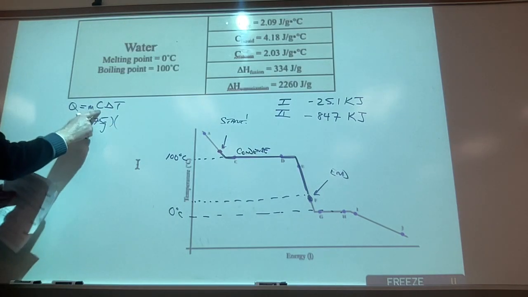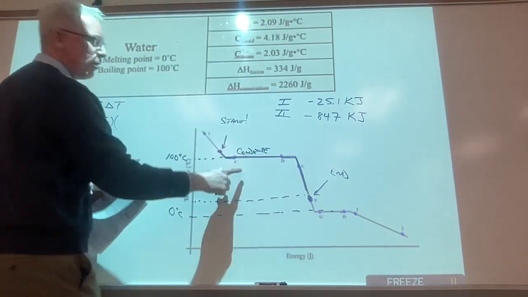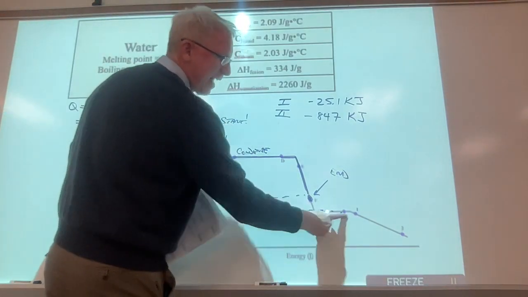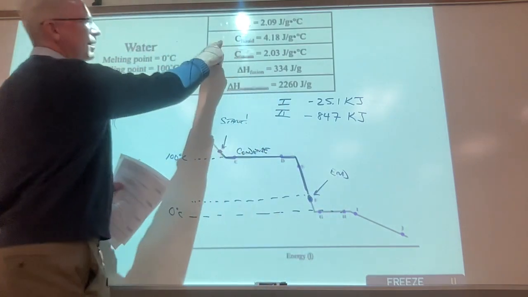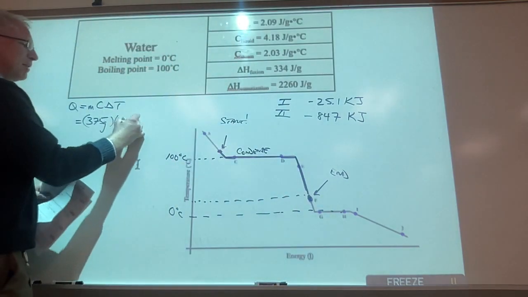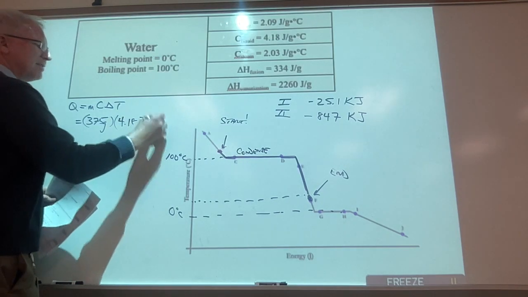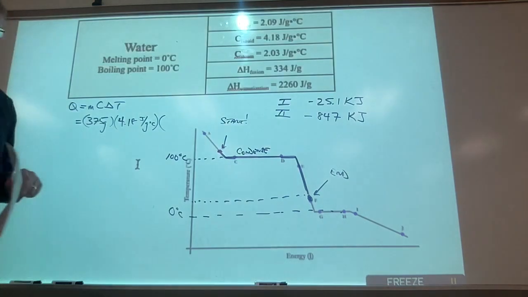We need the C. Oh shoot, we have 3 C's. Are we ice? No, ice is below that flat spot there. Are we a liquid? Yes, we are. We're a liquid right here. So my C this time is 4.18 joules per gram degree C. And now I need my temperature change.